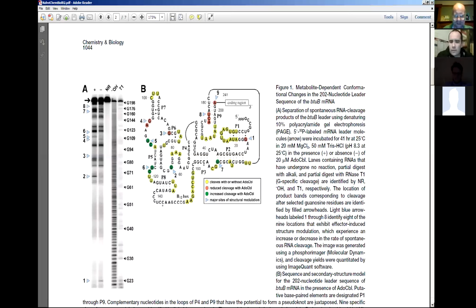So just to orient you, I think there's 9 stems that are labeled P1 to P9, and all the way over at P9 on the top right there you see coding region, right? So that is where the gene itself actually starts, where the codons for the gene, the coding region for the gene actually starts.